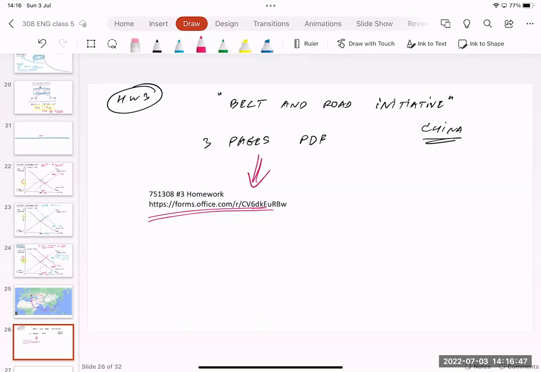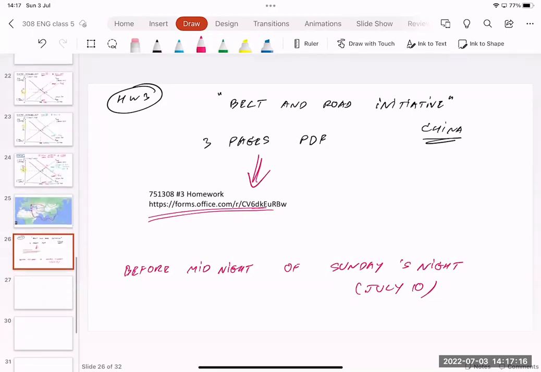The deadline is before midnight of next Sunday night, July 10th. Before midnight of Sunday night, July 10th. This is your 3rd homework.